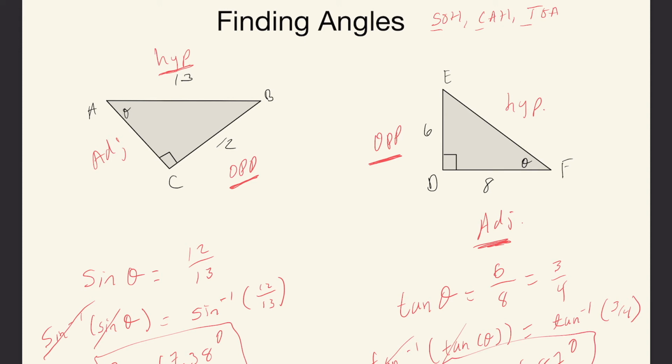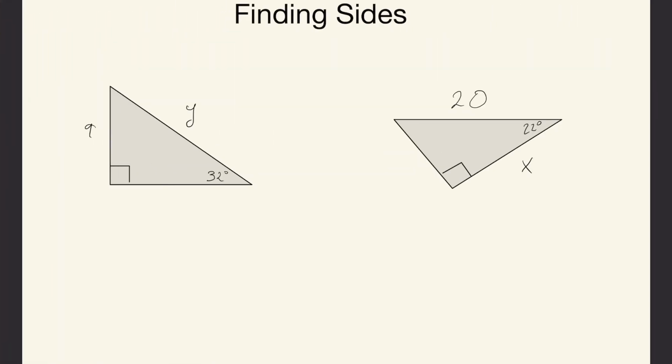So finding angles is pretty easy. You do have to set it up and then find the inverse of any of the three trig functions that you're working with. You can also use this to find sides. Same process. I'm going to start by naming all the sides, right? And then I'm going to focus on the two that I need, decide which of the three trig functions I'm going to be using with it, and then solve.